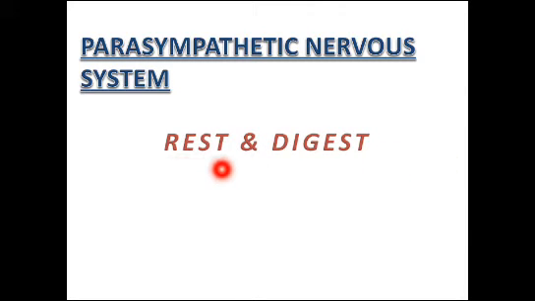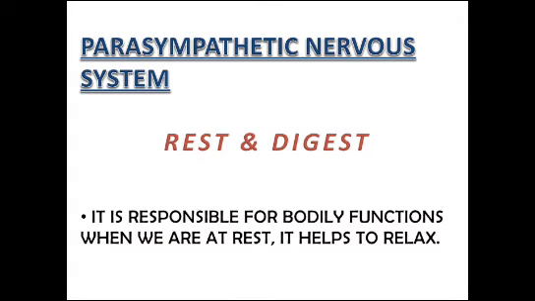Now we are coming to the second system, the parasympathetic nervous system. The two words related to the parasympathetic nervous system are rest and digest. As it was fight or flight in the sympathetic system, here we have to remember rest and digest. The parasympathetic system is responsible for bodily functions when we are at rest, and it helps the body to relax. Whereas the sympathetic is activated in stress, the parasympathetic is the opposite case, activating in the condition of relaxation.